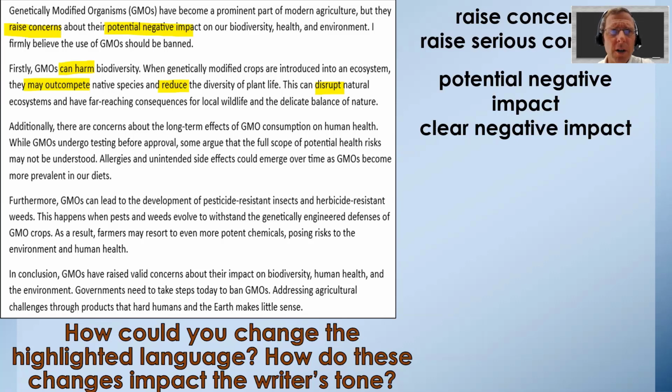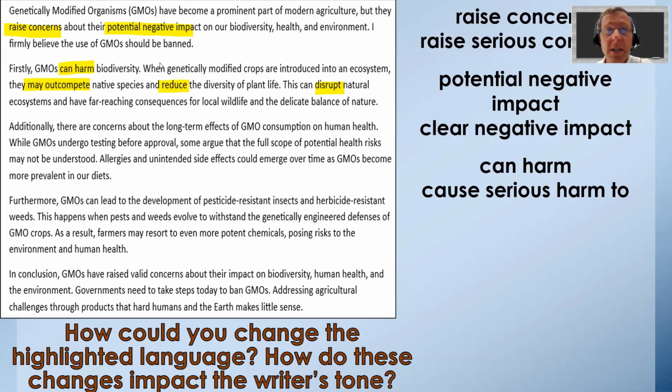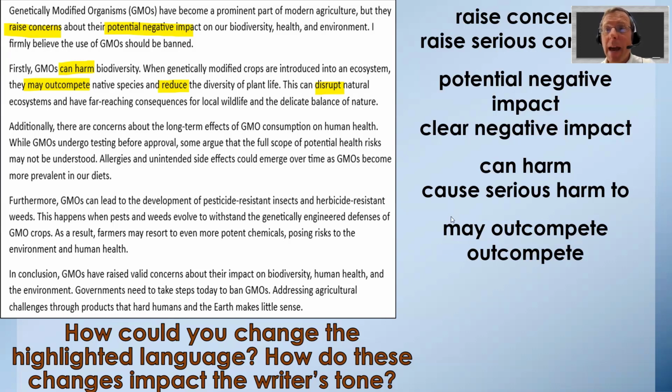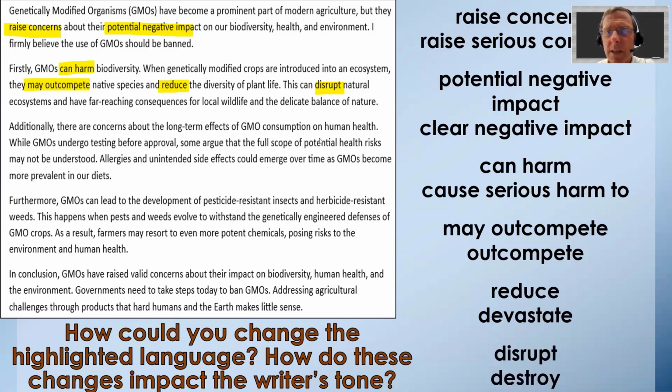I want to be stronger. I'm going to say they cause serious harm to biodiversity. Instead of may outcompete, I'm just going to say outcompete. Whenever we add modal verbs like may, might, or could, we soften the author's position. Here we want to make the author's position a bit firmer. We want to be a bit stronger. Instead of reduce the diversity of plant life, I'm going to say devastate the diversity of plant life. And instead of disrupt, I want to say destroy.